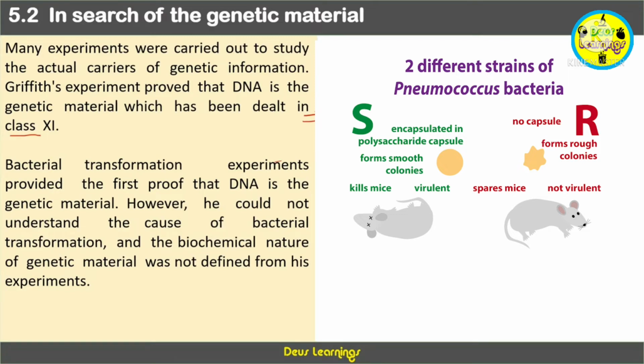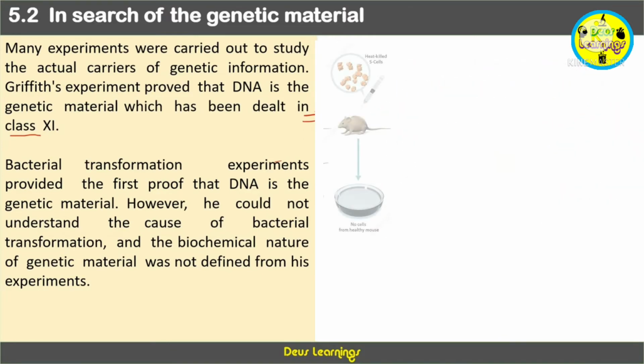The smooth strain was causing the disease, and when you inject the smooth strain into mice, the mice die. But if you inject the R strain into mice, the mice live and never die. He did the experiment several times and always found the same result. Then he modified the experiment. He killed the strain by heating, and he saw that the mice were fine, healthy and happy.